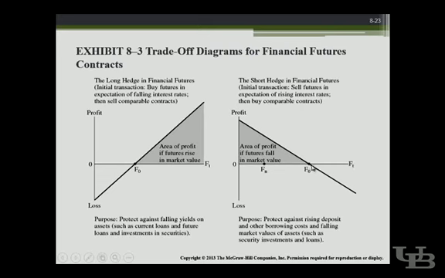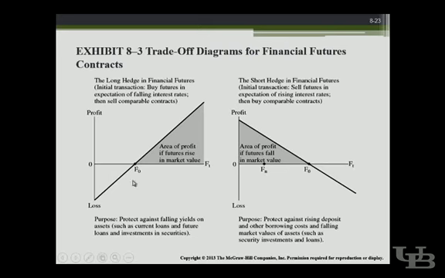So now first they will sell it at this price. F0 is the sell price, Fn is the purchase price. As market rates rise, values fall to the left, which results in a gain. In the case of the long hedge, it is just the opposite.